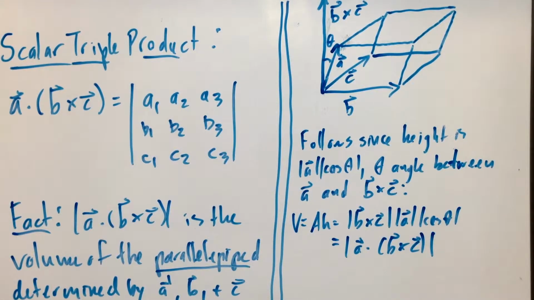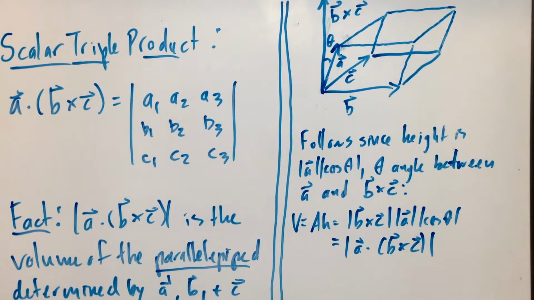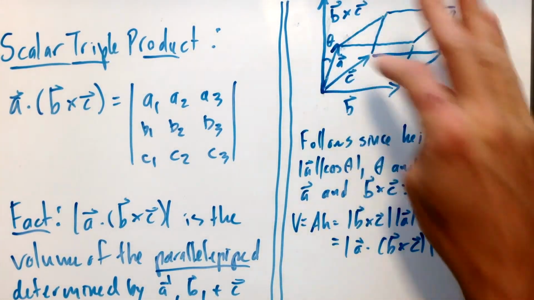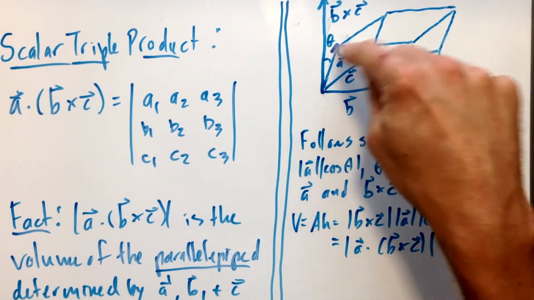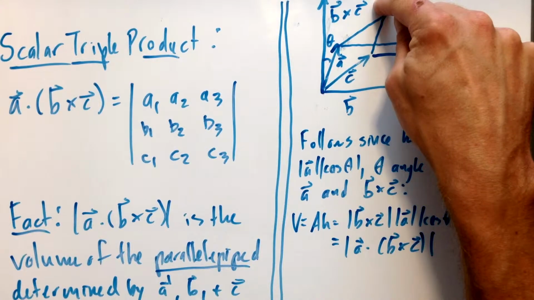All right, so the fact is that if I take the absolute value of this determinant, it's equal to the volume of the parallelepiped determined by A, B, C. A parallelepiped is the three-dimensional generalization of a parallelogram. And this follows since the volume of this thing is equal to the area of the base times a height, and the height is the magnitude of A times the cosine of the angle between A and B cross C.